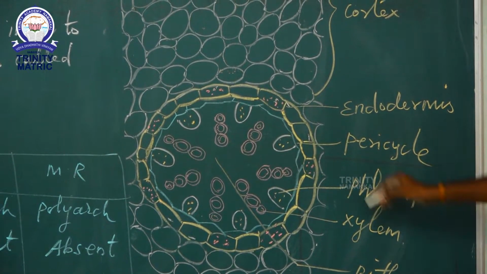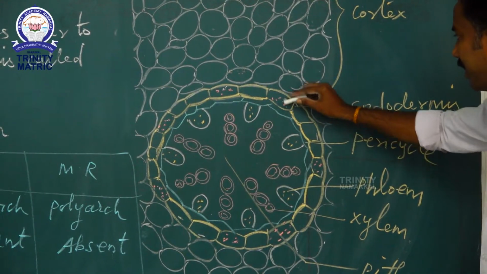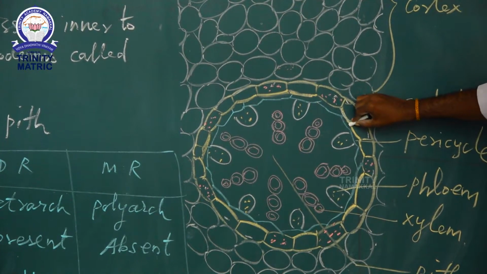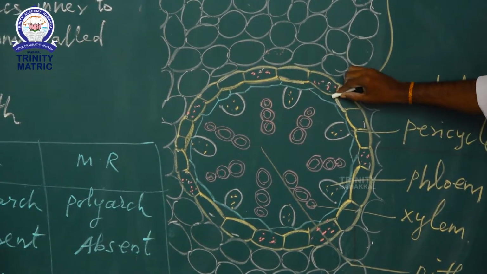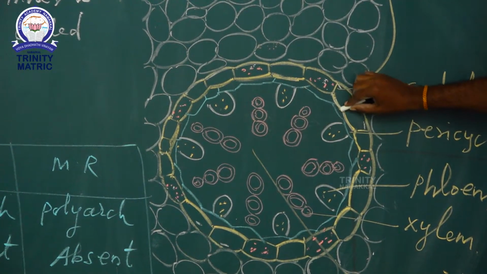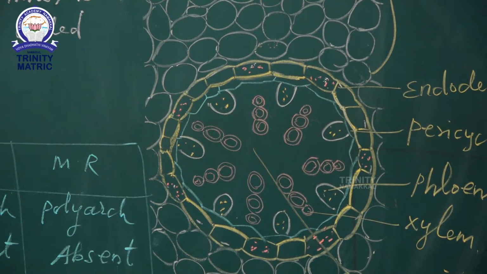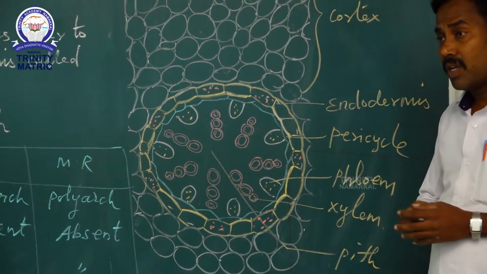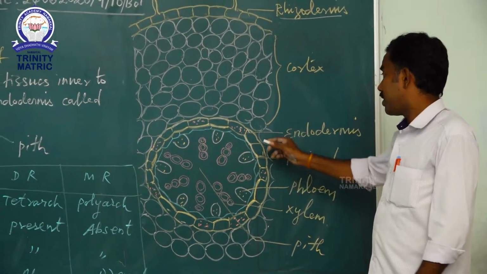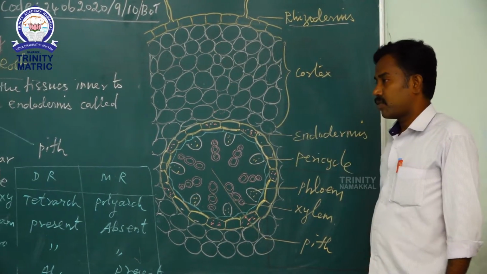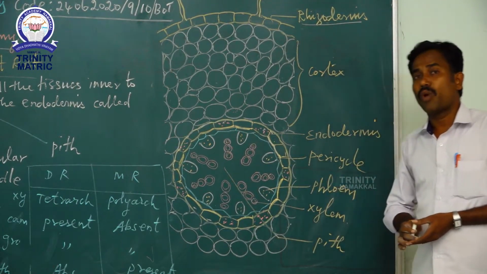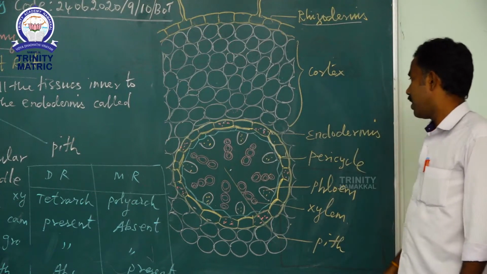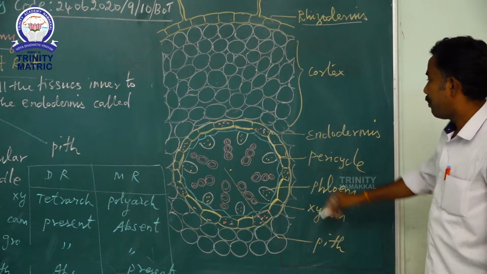Next, the Casparian strip. The Casparian strip is absent in passage cells. These strips were noticed by the scientist Caspari. What is the role of the Casparian strip? To prevent re-entry of water once water has entered from the cortex into the vascular bundle. Then next is the pericycle.